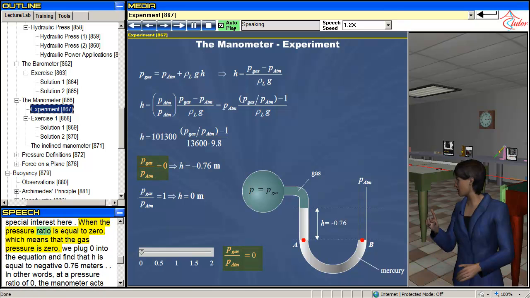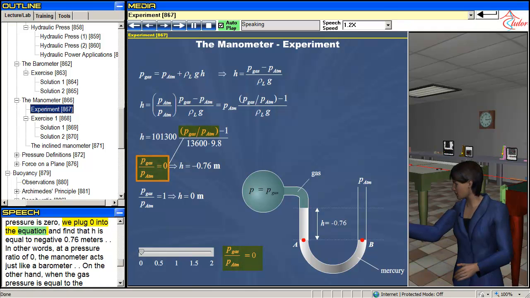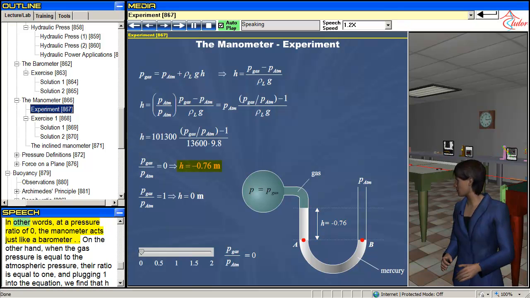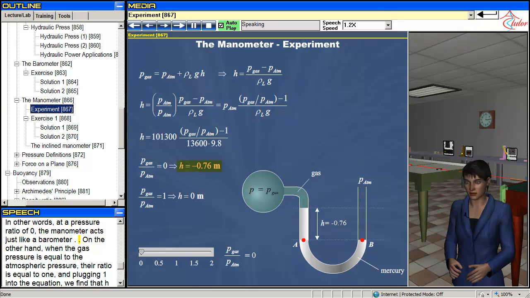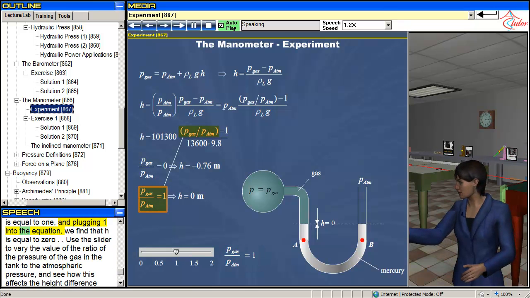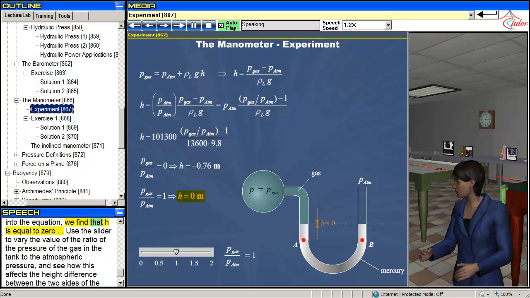When the pressure ratio is equal to 0, which means that the gas pressure is 0, we plug 0 into the equation and find that h is equal to negative 0.76 meters. In other words, at a pressure ratio of 0, the manometer acts just like a barometer. On the other hand, when the gas pressure is equal to the atmospheric pressure, their ratio is equal to 1, and plugging 1 into the equation, we find that h is equal to 0.